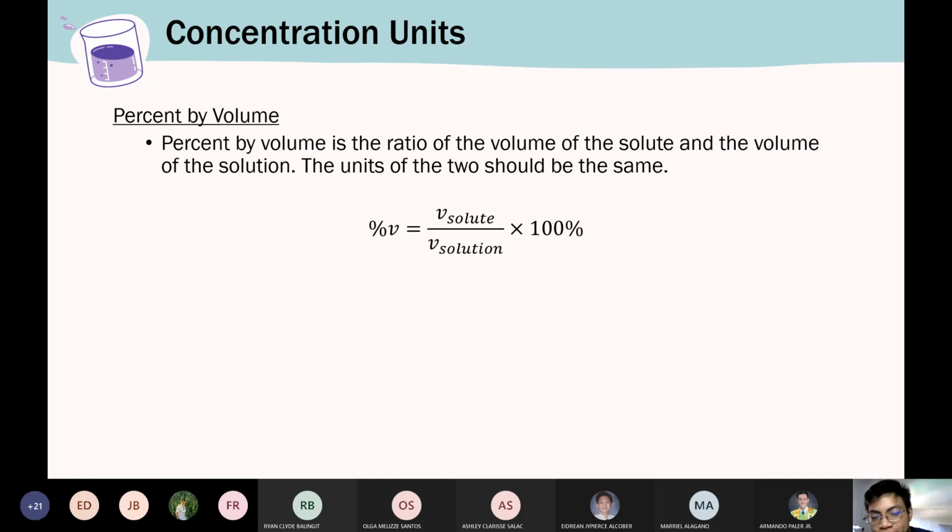Anyway, percent by volume. So, for percent by volume, ganun din. Just like yung kanina, the thing in the numerator is the solute, the volume of the solute, and the thing on the denominator is the volume of the solution. And again, just like earlier, pag sinabing solution, that's the solute plus solvent. Okay? Solute plus solvent.